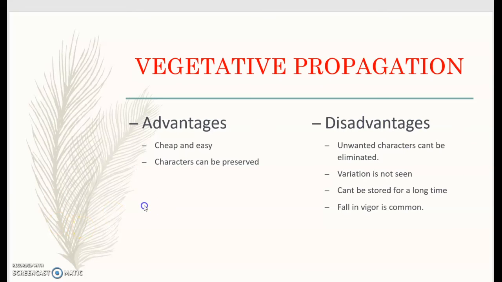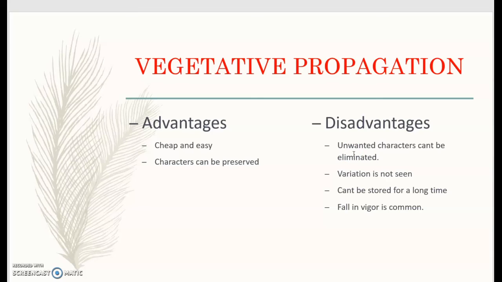Whatever the issue is, if there is some advantage, there would be some disadvantages too. If there is a positive side, there will be a negative side too. So the disadvantages of this vegetative propagation is, sometimes the good characters are also transferred. The same way, negative characters may also be transferred from one plant to another plant. So unwanted characters can also be transferred to the next generation.